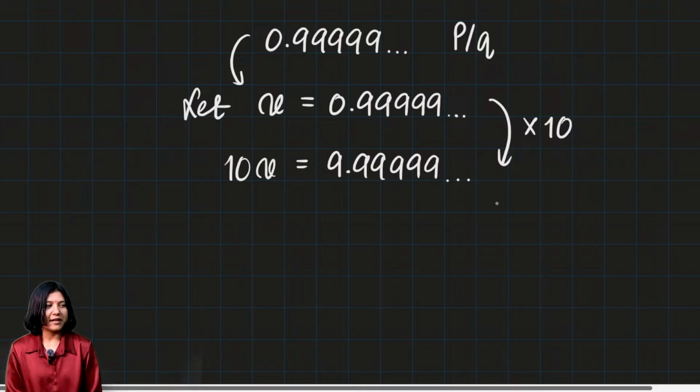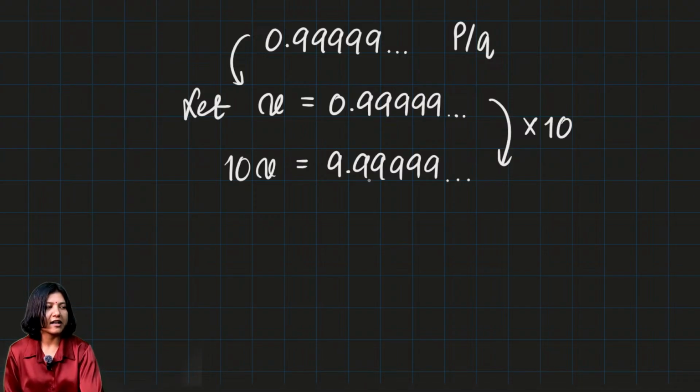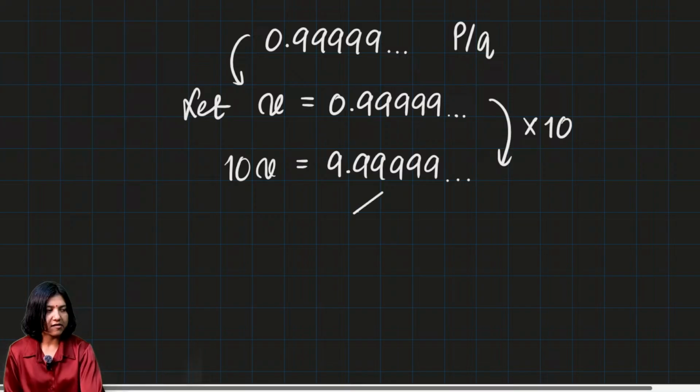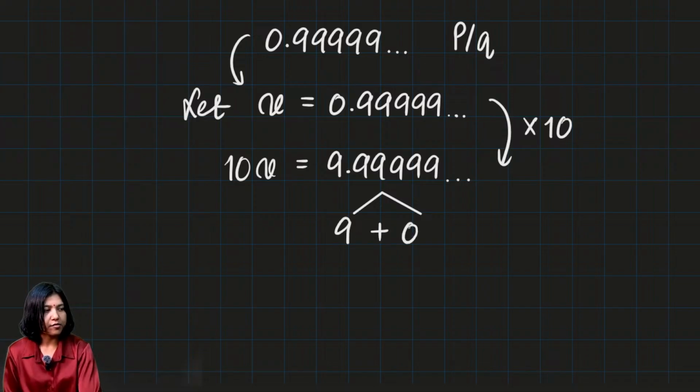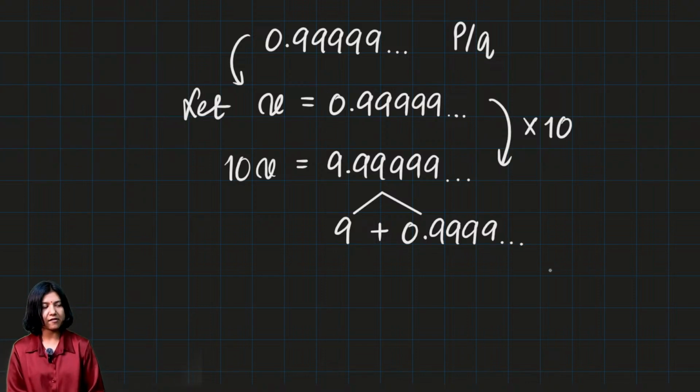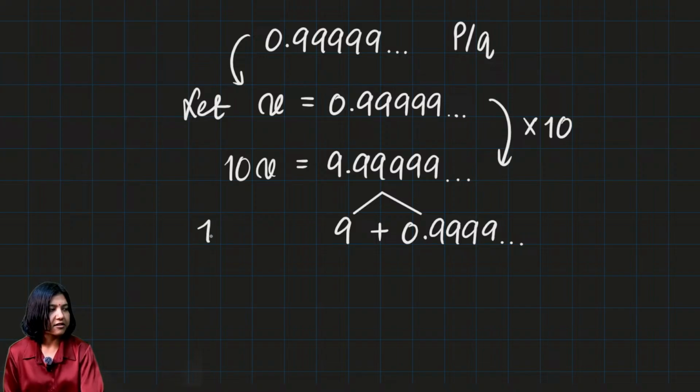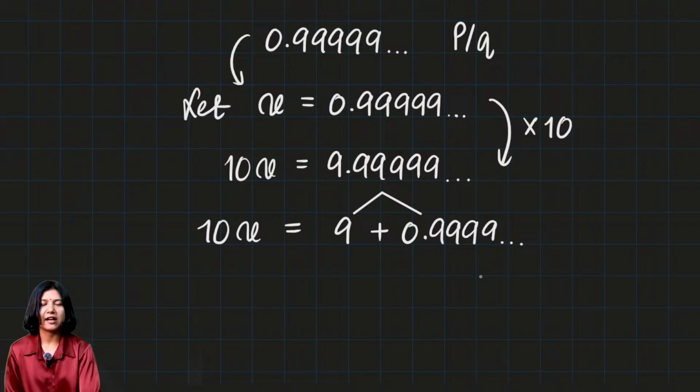Now, the best part is that what you got here as 9.99999, you can split into two parts. You can say that this is the result of adding that number 9 to 0.99999, which is what we represented by x in the first case, yeah? So I'm going to say that this 10x is equal to 9 plus 0.999. I just removed that repeated part.